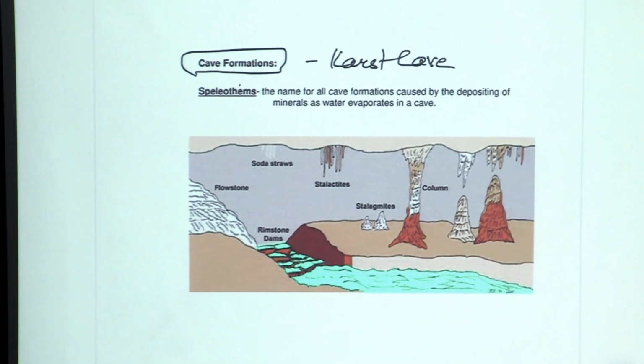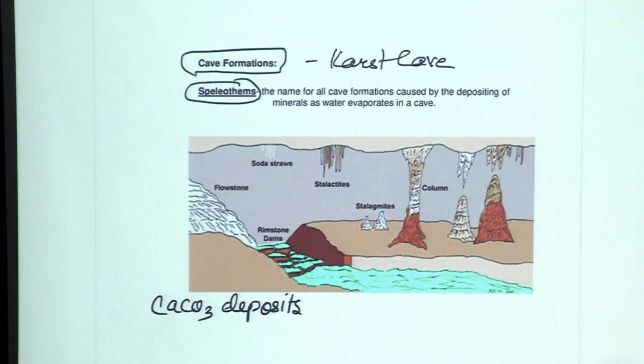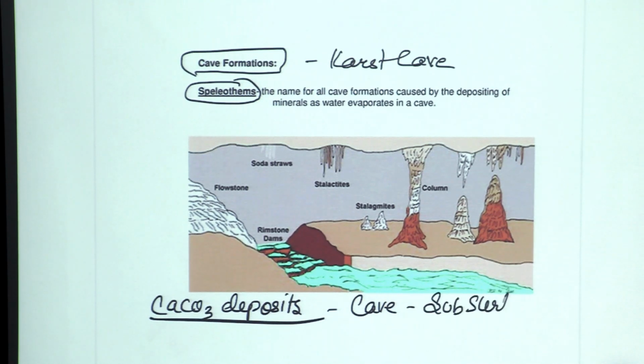And the term that is being highlighted here, speleothem, is all the cave deposits. Each one of them is a calcium carbonate deposit. So what is a karst cave? A karst cave is a subsurface hollow. And what is a speleothem? A speleothem is all cave deposits.